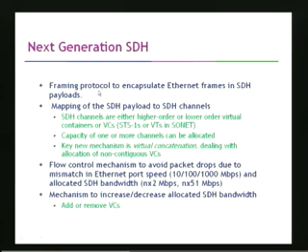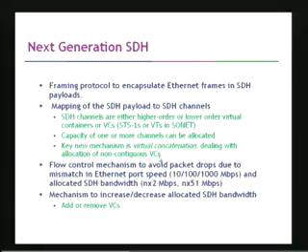Really, next generation SDH provides a mechanism of encapsulating Ethernet frames in the SDH payloads, and then tells you the mapping of the SDH payloads to SDH channels. These SDH channels are either higher order or lower order virtual containers, or what are called virtual tributaries in SONET. They are called virtual containers in SDH. Now, the capacity of one or more channels can be allocated, and there is a new mechanism called virtual concatenation, which deals with allocation of non-contiguous virtual containers.